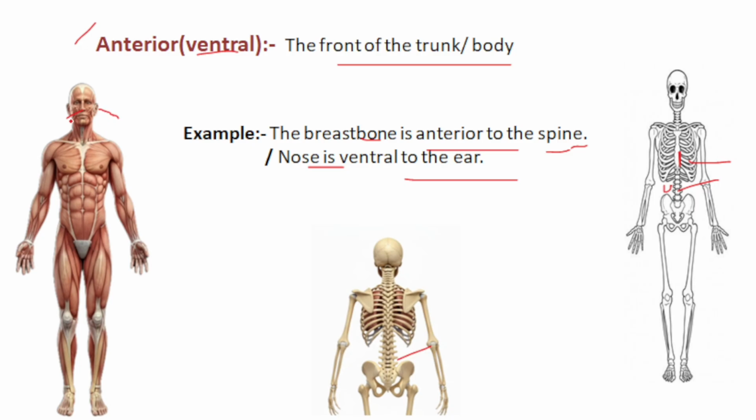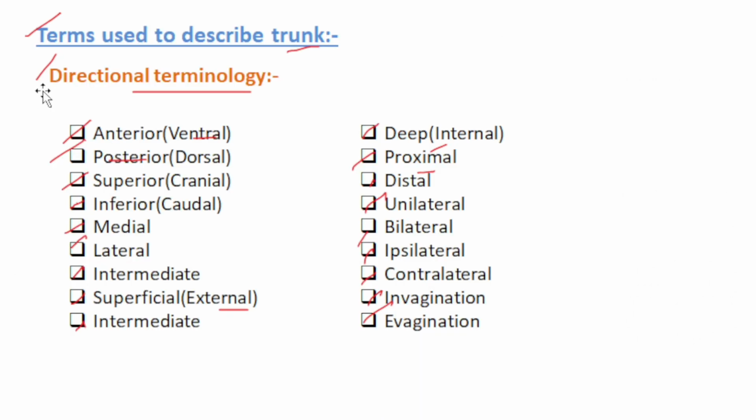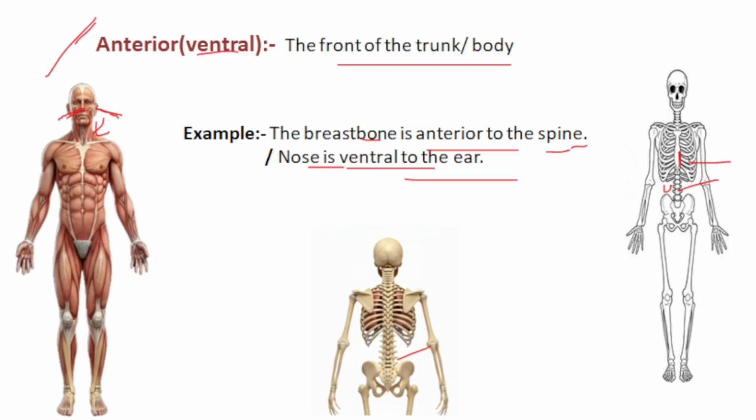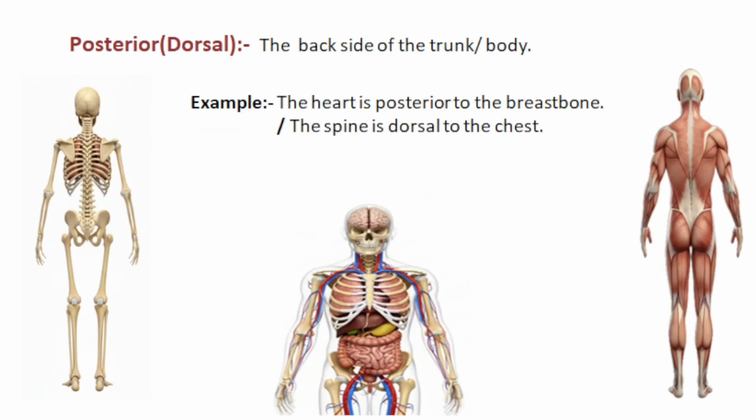You see that this is the nose and this is the ear. So obviously the nose is present in the front. So that's why the nose is ventral or anterior to the ear. Actually, in all of these positions which I explained, the body parts are described according to other parts of the body. Then the second position is posterior or dorsal.